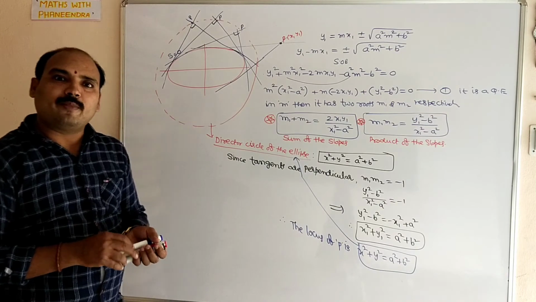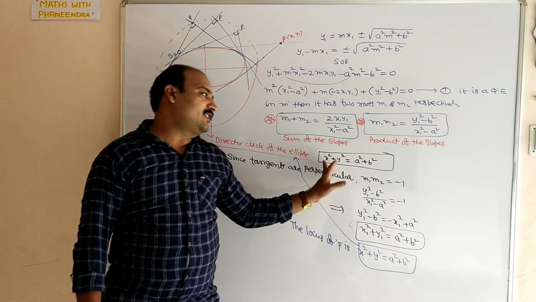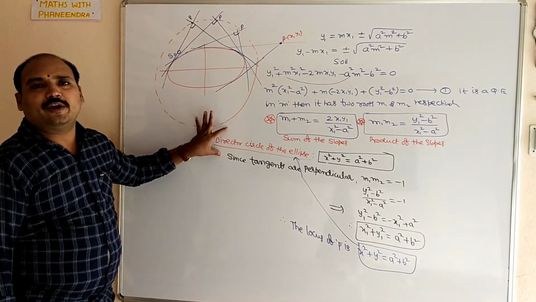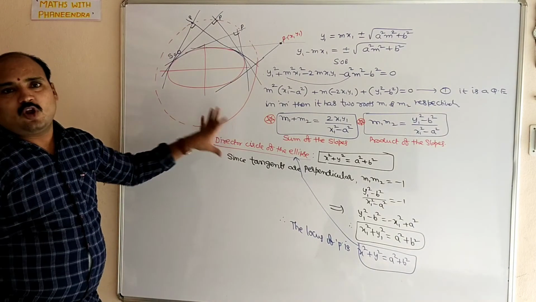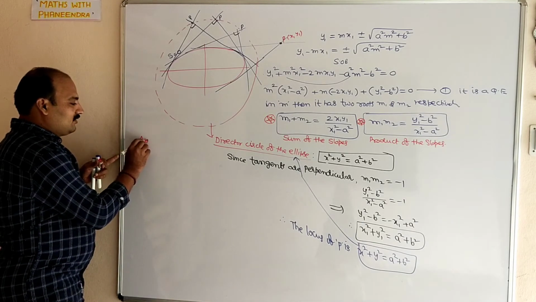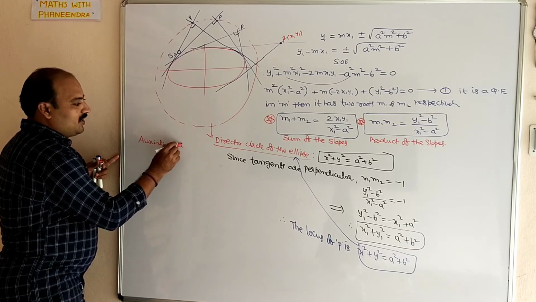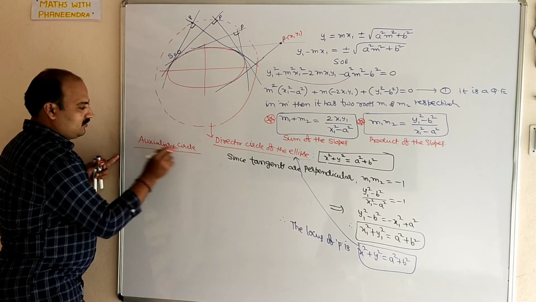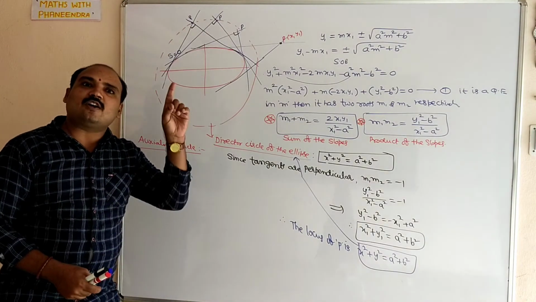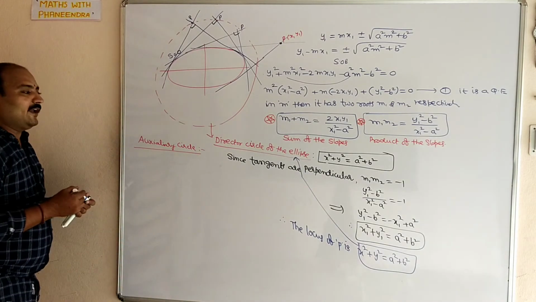So from now onwards, remember that the director circle of the ellipse is x square plus y square equal to a square plus b square. This is very important, the director circle. After that, the auxiliary circle is also there. What is meant by auxiliary circle? The circle described on the major axis of an ellipse as a diameter is called the auxiliary circle.